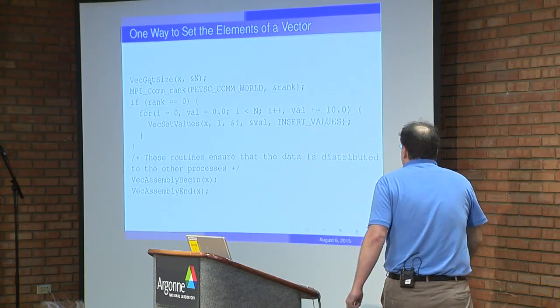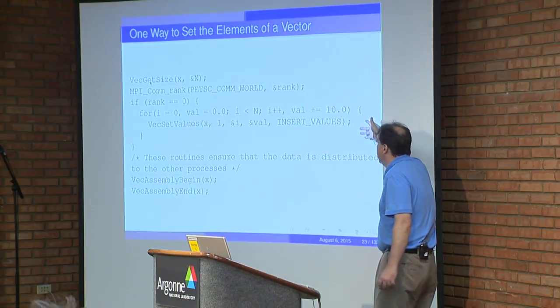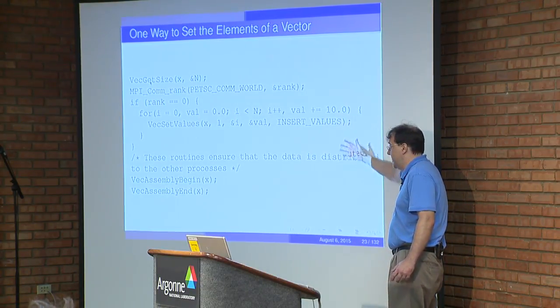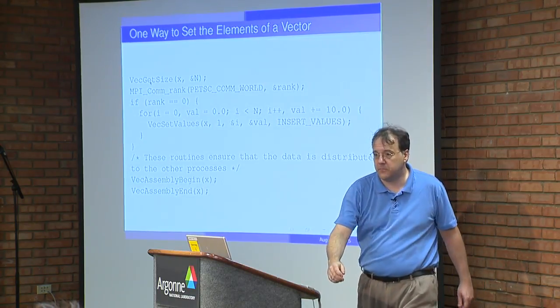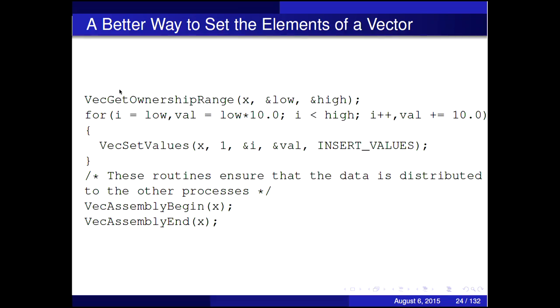If you have 1,000 processes, 999 are doing nothing during this entire process, and you're sending virtually the entire vector around. So a slightly better way of doing this, and this often is useful for finite difference methods, is you call a function called vecGetOwnershipRange. That tells you the first index that's local to this process and the last index that's local to the process.